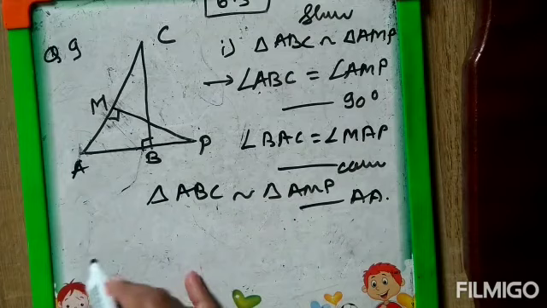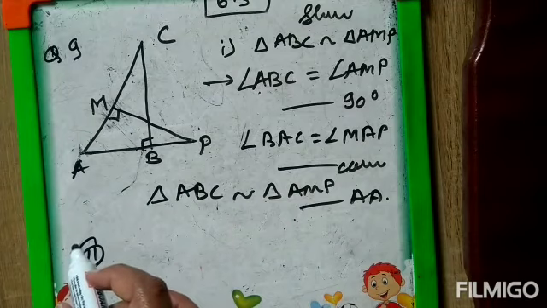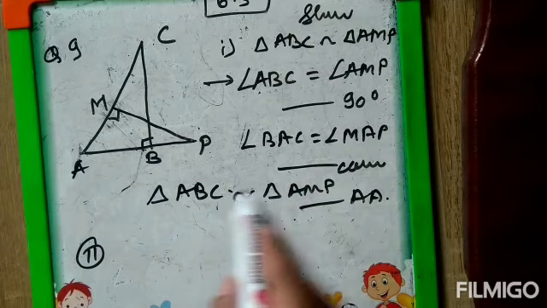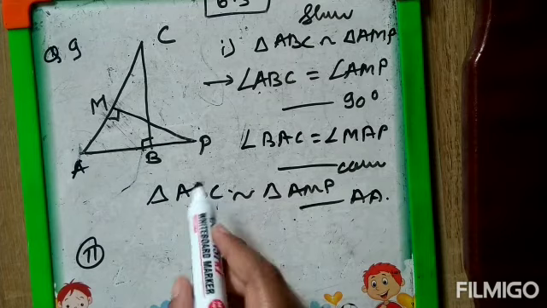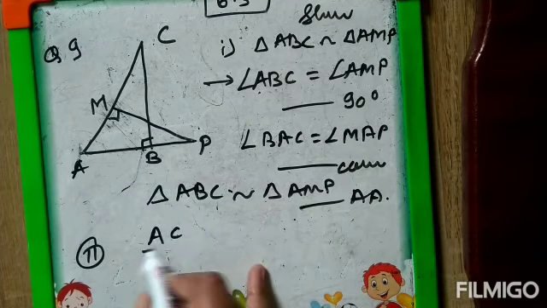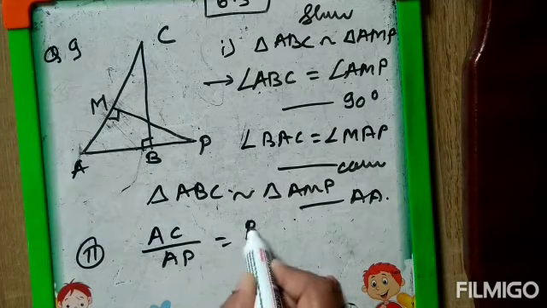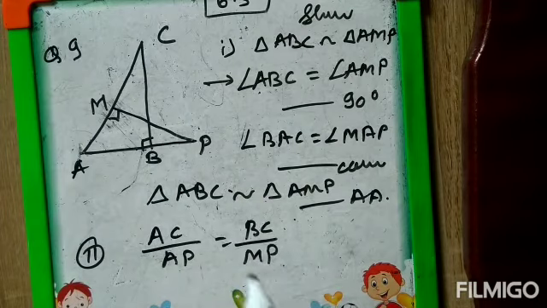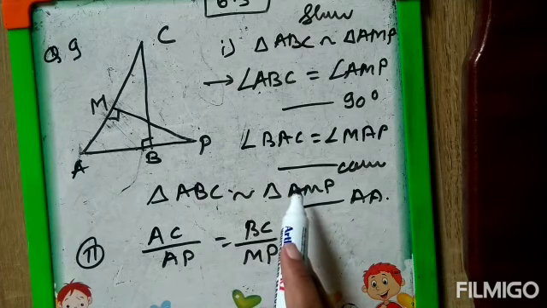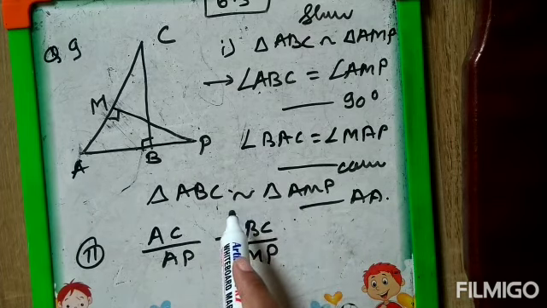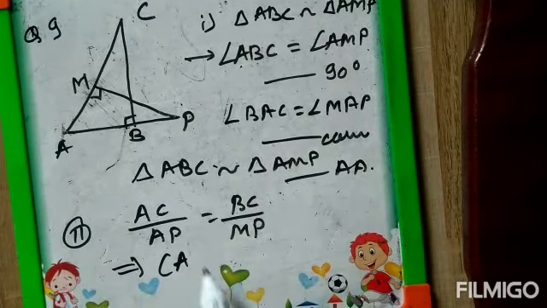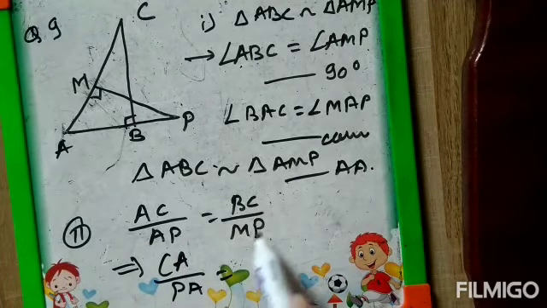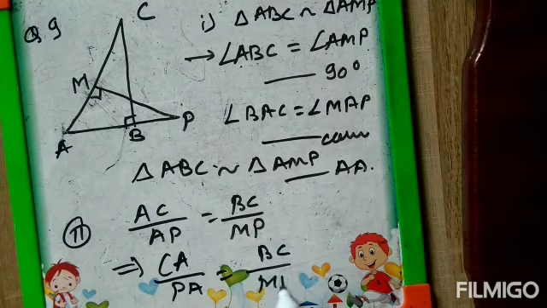Now the second proof, we have to show the proportion. If these triangles are similar, their corresponding sides are in proportion, the ratios are equal. So we can write AC upon AP is equal to BC upon MP. In the question there is some change, so we can write it as AC instead of CA, and AP instead of PA, is equal to BC upon MP. Hence proved.